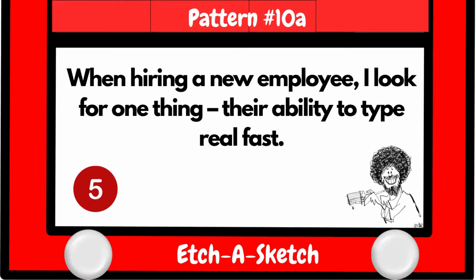And the last one. When hiring a new employee, I look for one thing, their ability to type real fast. And as I explain this to the kids and as they try their hand at it 5 times, we often do this conversationally. Like I take inventory of my audience, and oftentimes I can look in their eyes and say, they ain't getting what I'm saying here. So we sort of punctuate the air with explanations and asides and parentheticals. And as writers, we also have to do that in our writing.